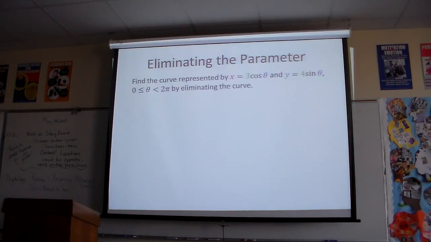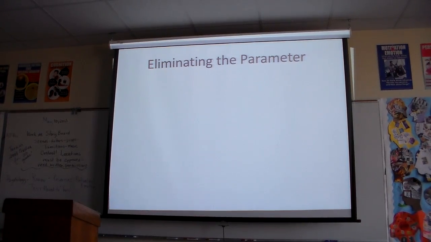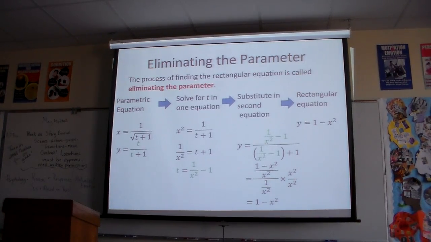So notice, to eliminate the parameter, you need to solve for one letter, and then you plug it into the other one. Solve for t, substitute in the second, and then just simplify. Those are the steps involved. Solve for one of the t's, it doesn't matter. Substitute in the second equation, and then put it in rectangular form right here.